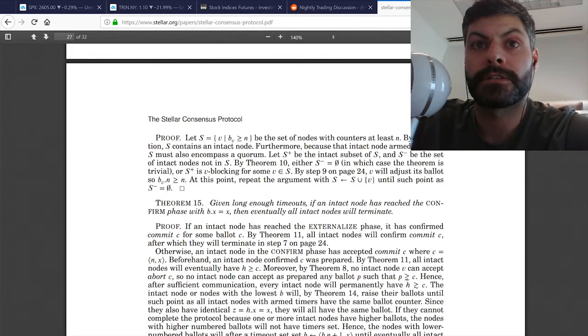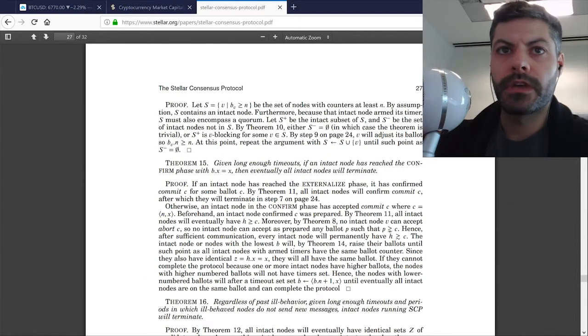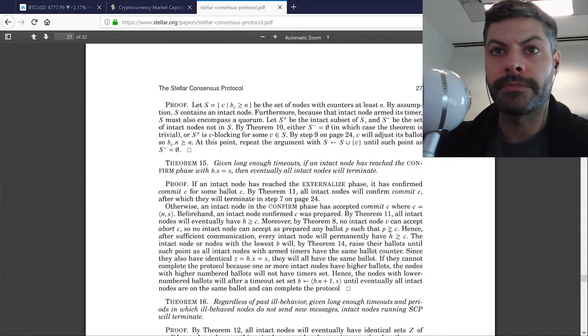Theorem 15. Given long enough timeouts, if an intact node has reached the confirmed phase with Bx = X, then eventually all intact nodes will terminate. See proof below. Otherwise, an intact node in the confirmed phase has accepted commit C where C equals the tuple NX. Beforehand, an intact node confirmed C was prepared. By Theorem 11, all intact nodes will eventually have H ≥ C.